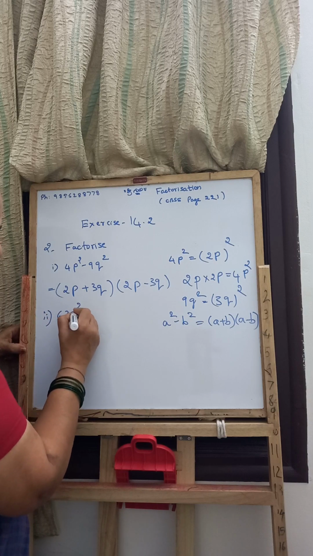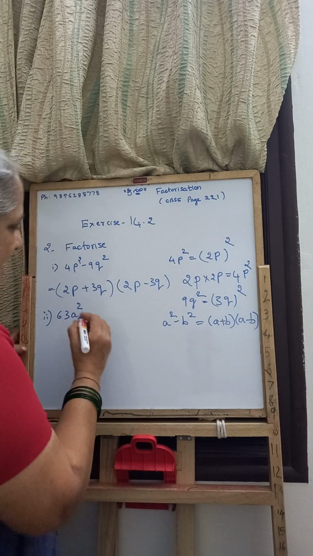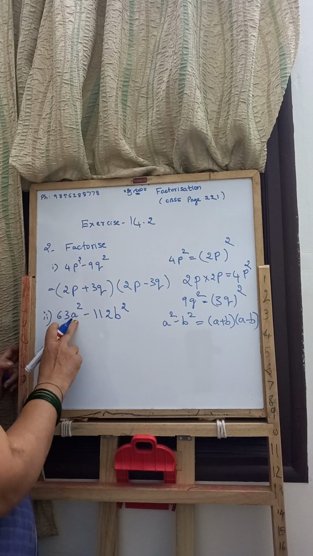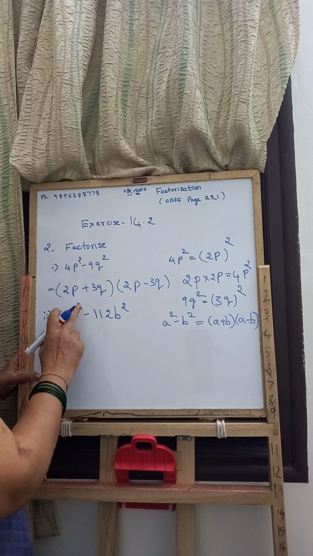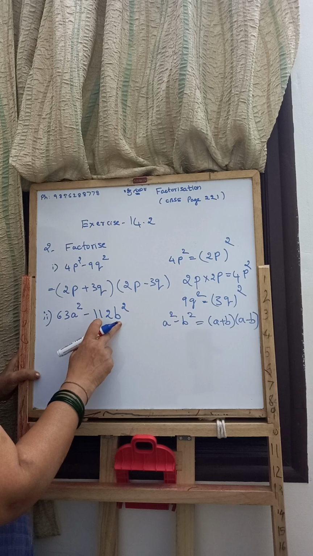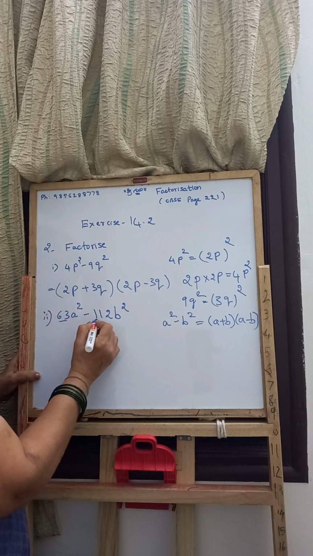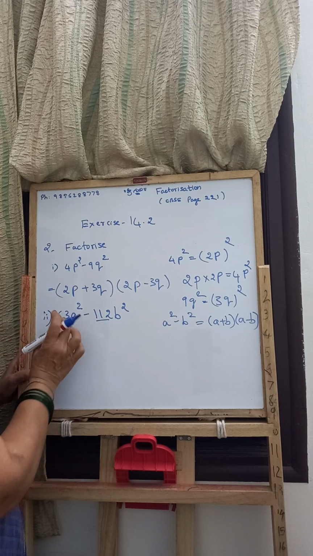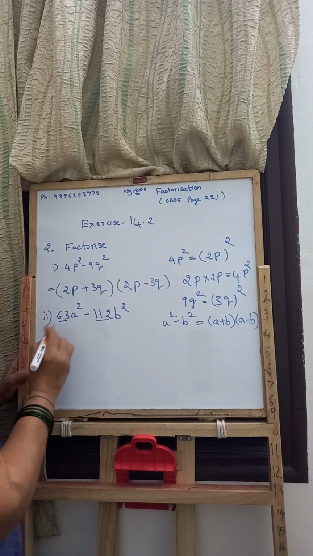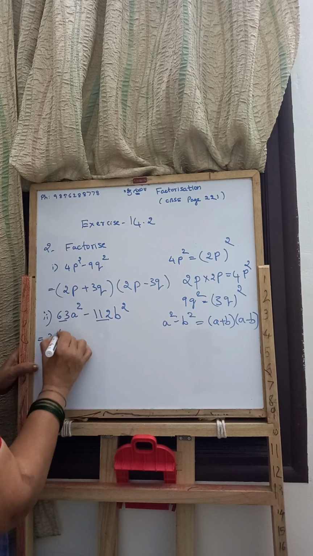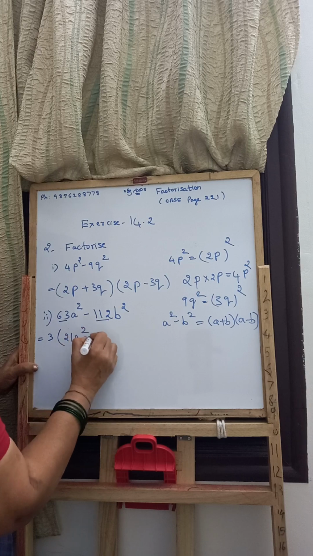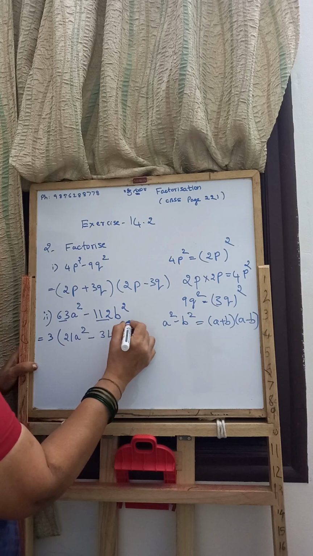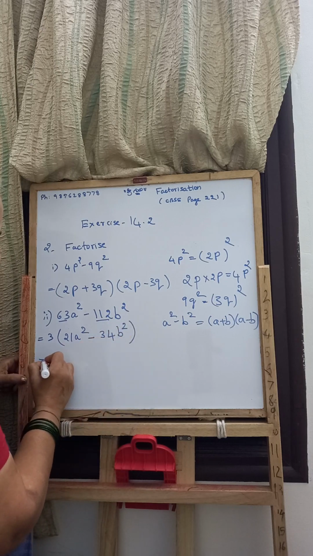63a square minus 112b square. The variable a is in the form a square, and the variable b is in the form b square. What about 63 and 112? Are they squares? No. And can you observe that 7 is the common factor in these two? We'll take it out. This is equal to 7 into bracket 9a square minus 16b square.